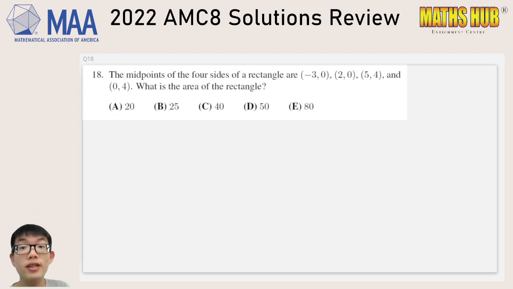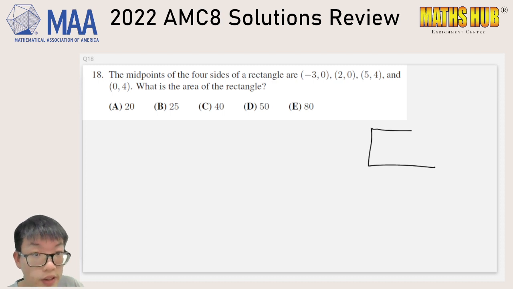Question 18. The midpoints of the 4 sides of a rectangle are (-3, 0), (2, 0), (5, 4), and (0, 4). Okay, a bit of coordinates here. What is the area of the rectangle? Now I think we could find the coordinates of the rectangle, or at least something like it, but I don't feel like doing that. I think we have something nicer here.